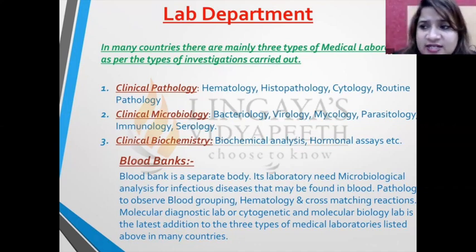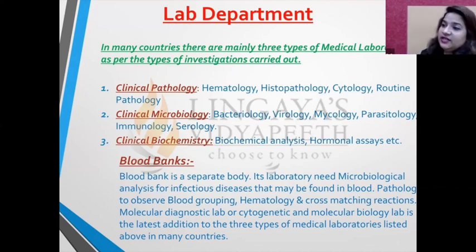There is the immunology and serology, which depends upon the antigen and antibody reaction which can be there in the human body. Tests such as HCV, HIV, and beta HCG are performed in the immunology and serology laboratory. Then there is the clinical biochemistry laboratory, in which we perform the biochemical assays, the chemical reactions that are undergoing in the human body. It also deals with the hormonal assays of the body.